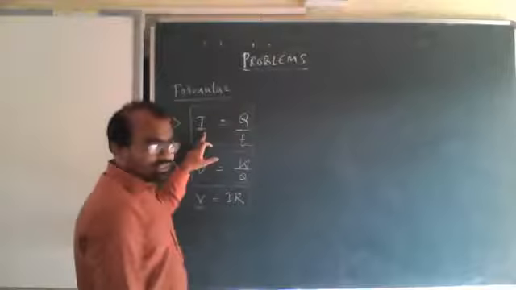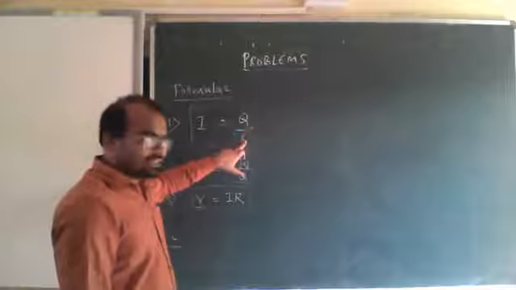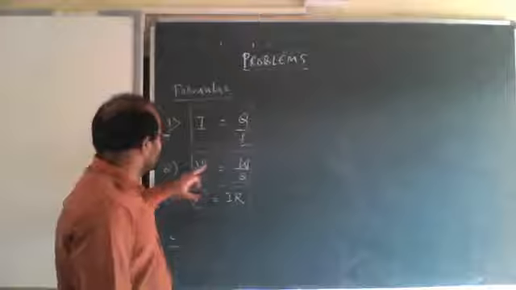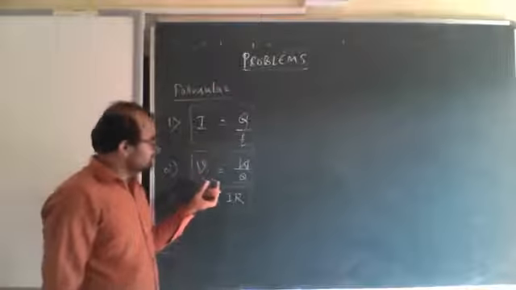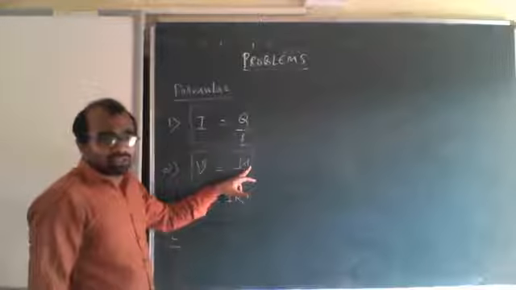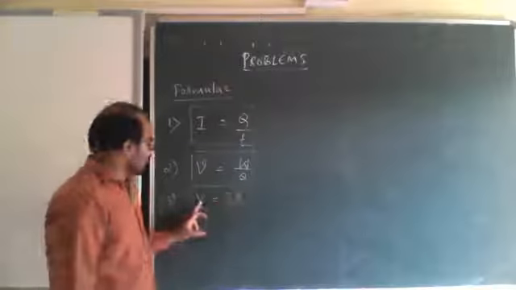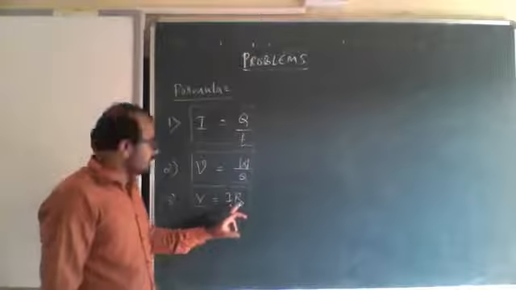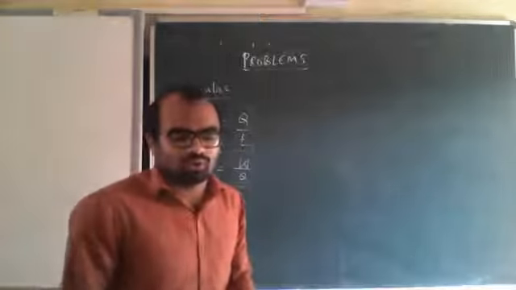I means current, SI unit ampere. Q is charge, T is time, SI unit second, and for charge the unit is coulomb. Voltage or potential difference is measured in volt. Work done, SI unit is joule, work done is energy. Q is charge again, SI unit coulomb. Again voltage, SI unit volt. I means current, R means resistance, SI unit ohm. So we learned about the problems.